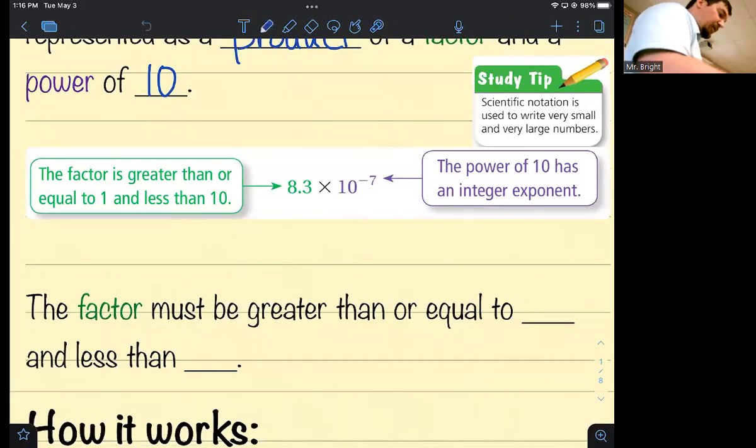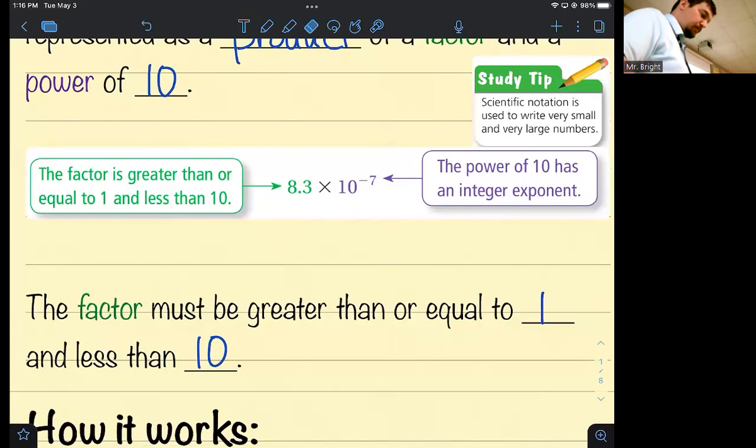So again, that factor must be greater than or equal to 1, but it has to be less than 10. The reason for that is because if you could write it as 10, you could have just slid the decimal point over and made it a 1, and then increased the exponent on the 10. Okay. So numbers between 1 and 10, 1 included, 10 not included.